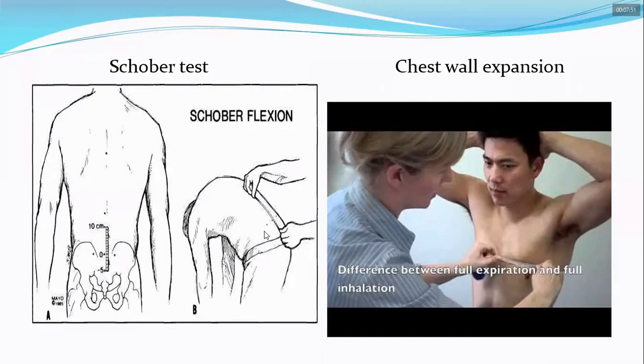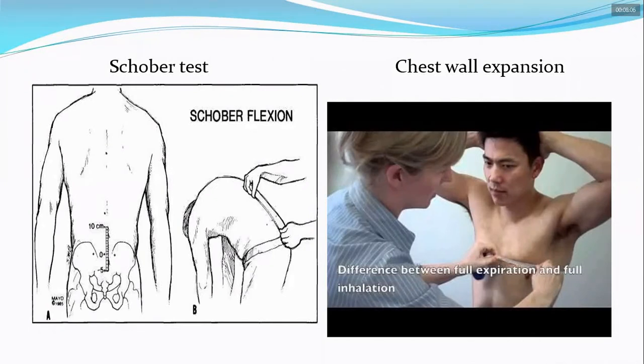Okay, we take the marking at the PSIS and 10 centimeters above it. Then we ask the patient to bend forward, and there will be a minimum excursion of 15 centimeters. So there will be more than 5 centimeters of excursion, which tells us that there is no stiffness.